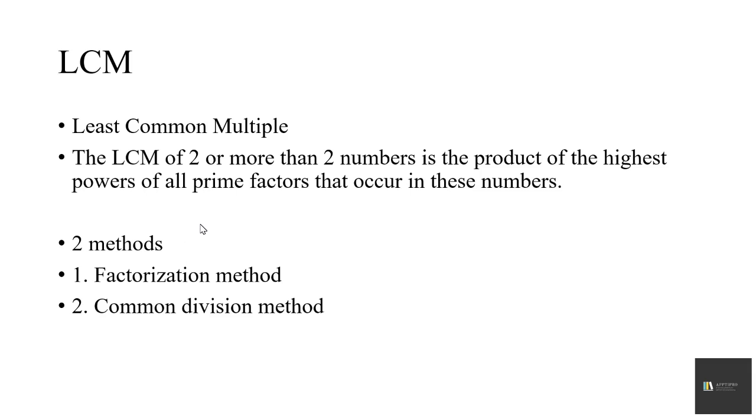Similar to HCF, there are 2 methods to solve LCM. One is the factorization method and the other one is the common division method. So first we'll discuss the factorization method. So the question is LCM of 36, 48, 64 and 72. First we'll find out the prime factors of these numbers. So the prime factors of 36: 36 can be written as 2 multiplied by 2 multiplied by 3 and 3.